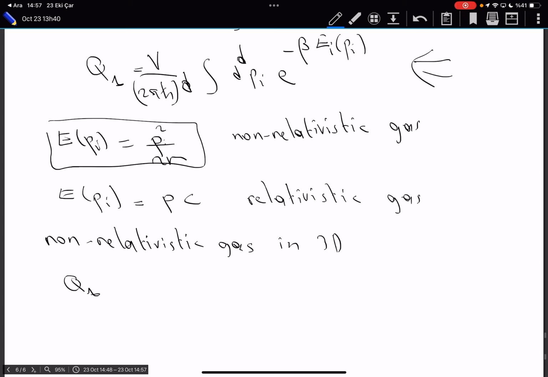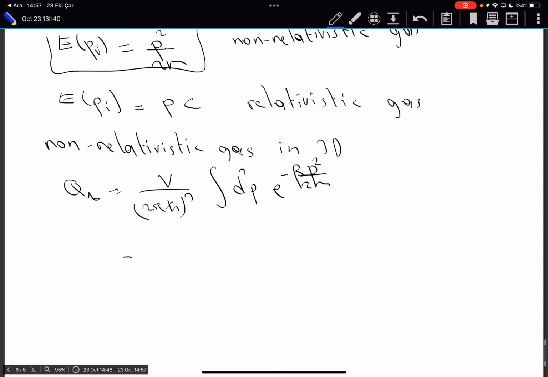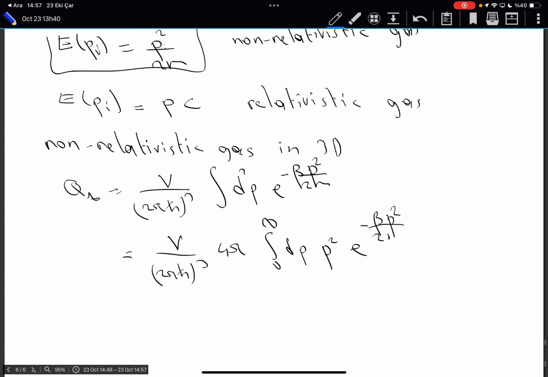In that case, Q1 is V over 2 pi h bar cubed, d cubed p e to the power minus beta p squared over 2m. Well, I can go to spherical coordinates to evaluate this integral. This is V over 2 pi h bar cubed. The angular integration will just give me 4 pi. From 0 to infinity, dp p squared e to the power minus beta p squared over 2m. I have to evaluate this integral as a function of p.